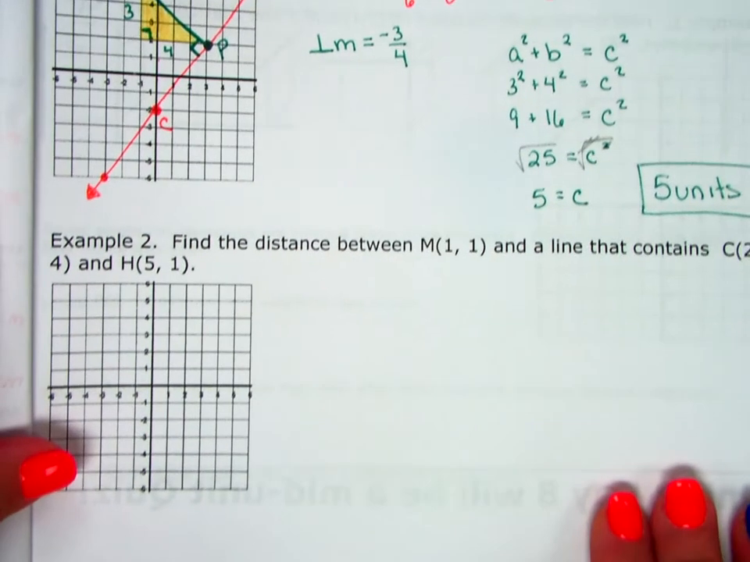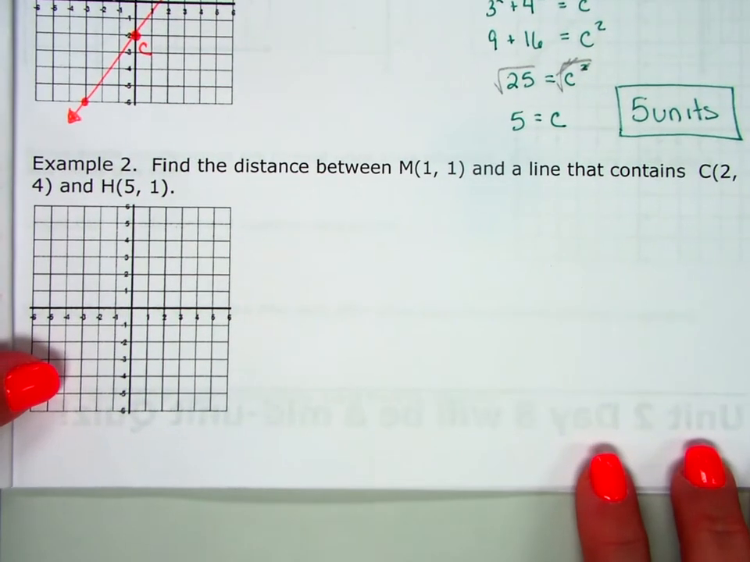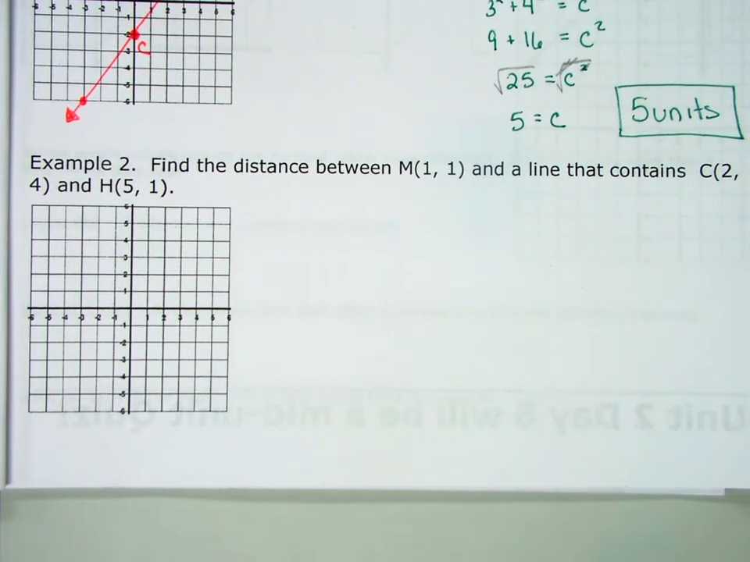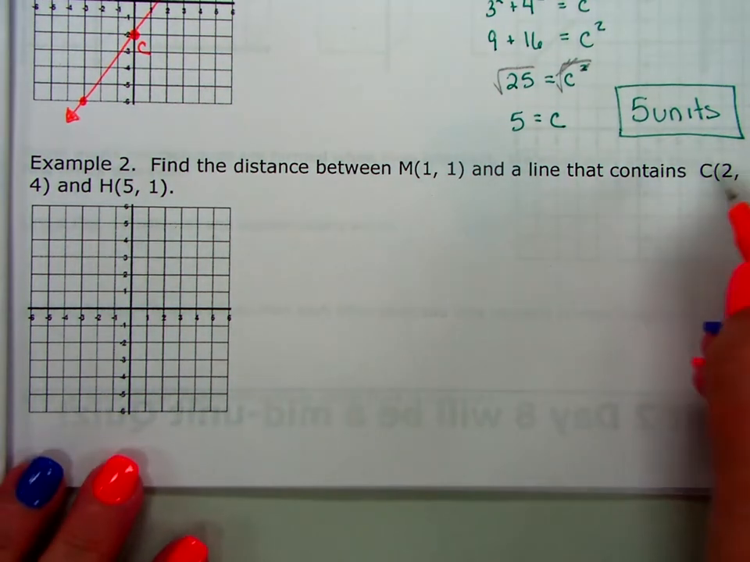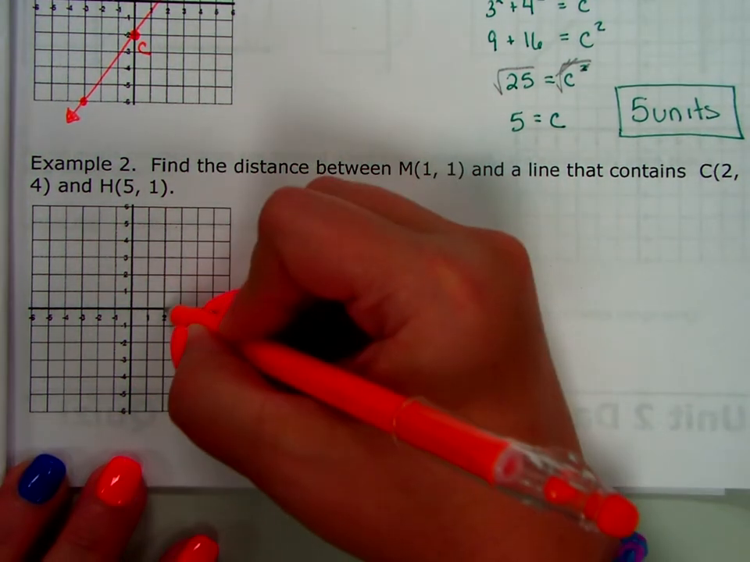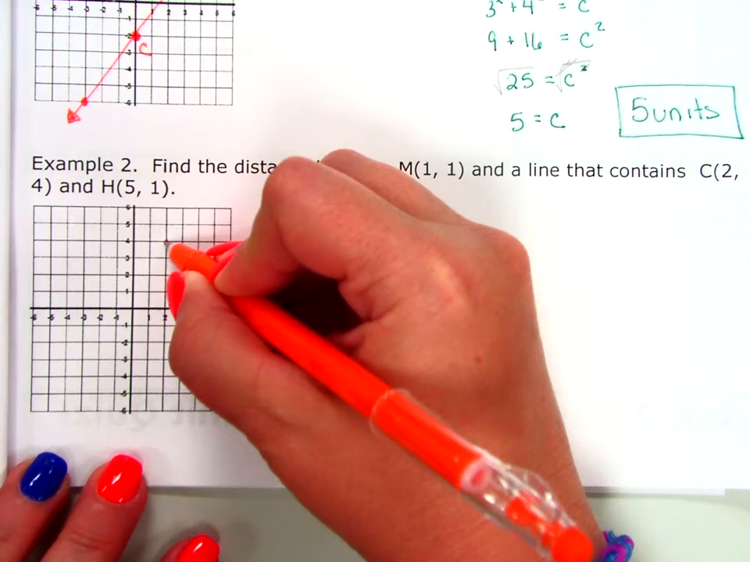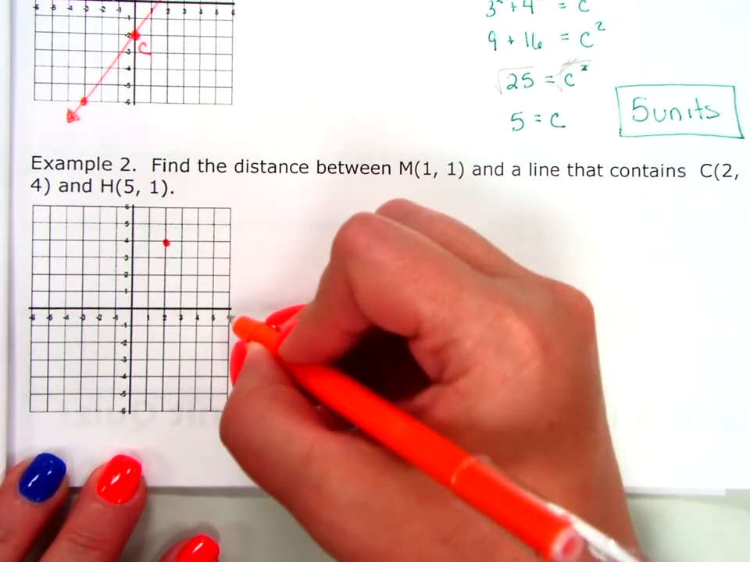All right. Example 2, find the distance between M(1, 1) and a line that contains C(2, 4) and H(5, 1). So first I'm going to graph my line and find its slope. So C is at (2, 4). H is at (5, 1).